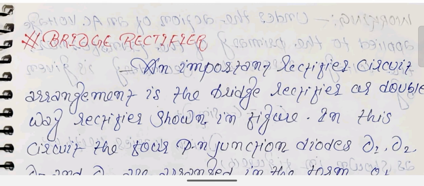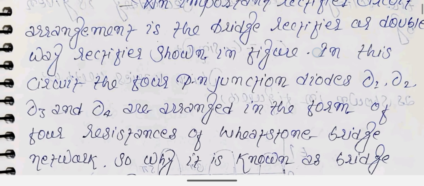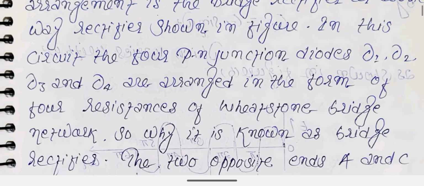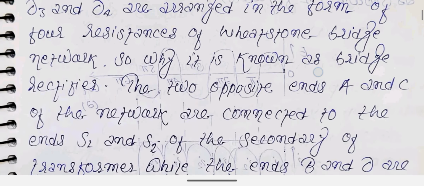Friends, today we learn about the bridge rectifier. An important rectifier circuit arrangement is the bridge rectifier, or double way rectifier, shown in the figure. In this circuit, the four PN junction diodes D1, D2, D3 and D4 are arranged in the form of the four resistances of a Wheatstone bridge network. So that is why it is known as a bridge rectifier.